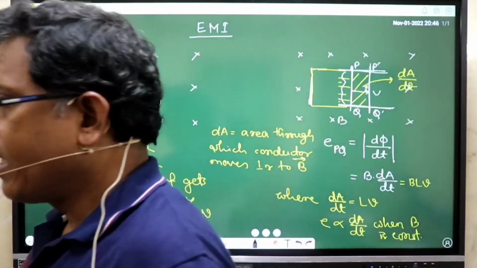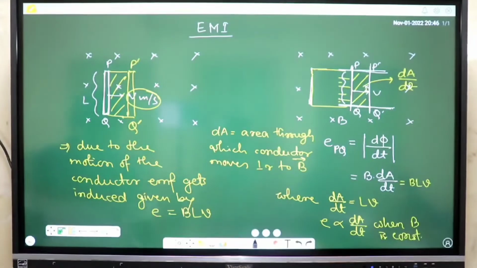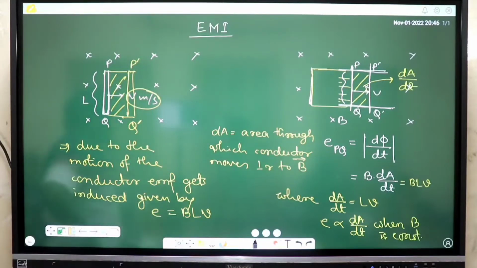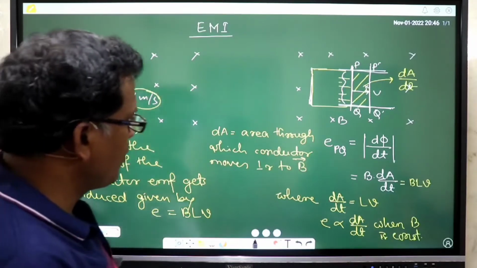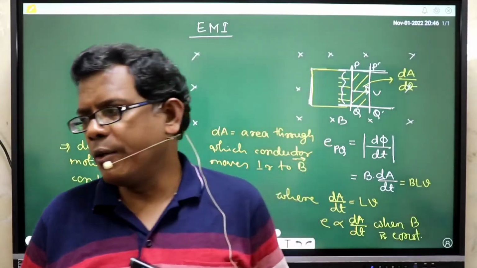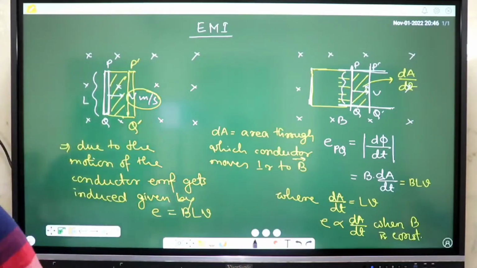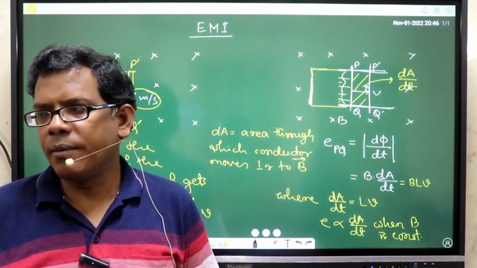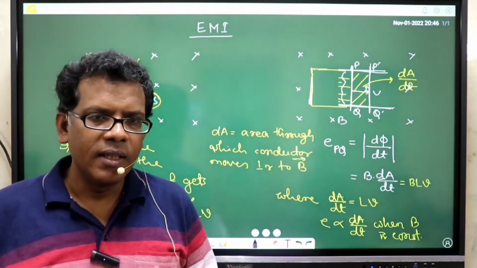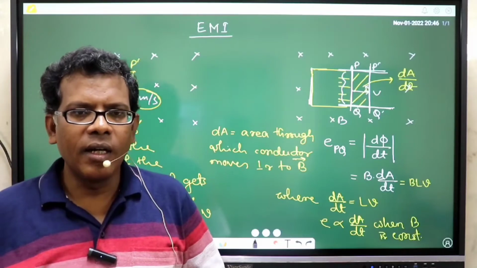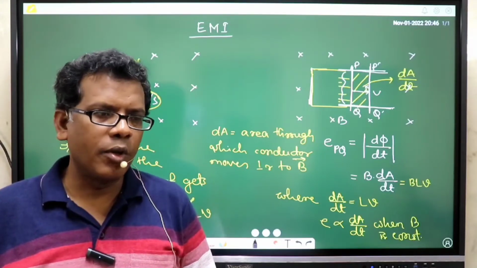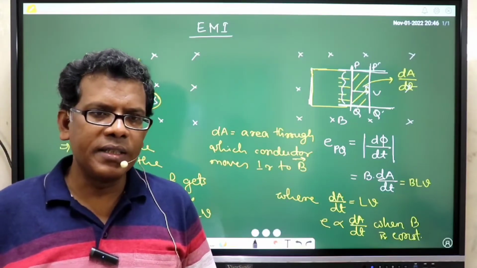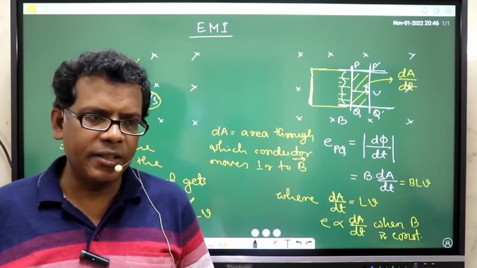Fleming's mechanism: force will be left hand. Objective, what did I say? How to decide about the role of induced EMF. The objective of EMF induction is to oppose the reason because of which that flux change has taken place. It will always oppose the reason because of which flux change is observed.